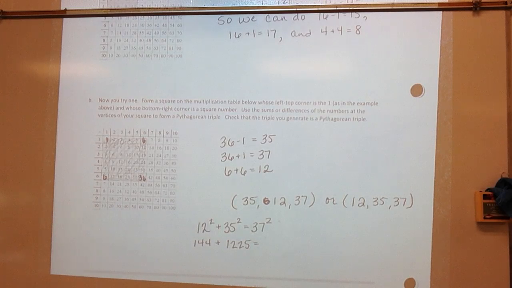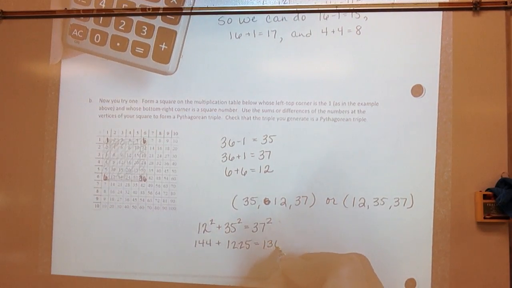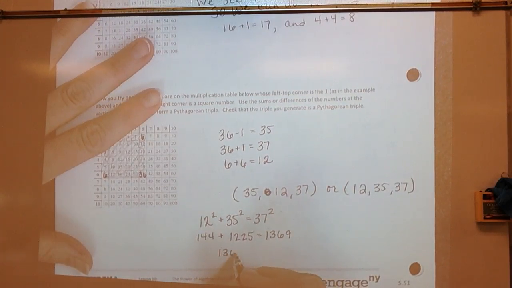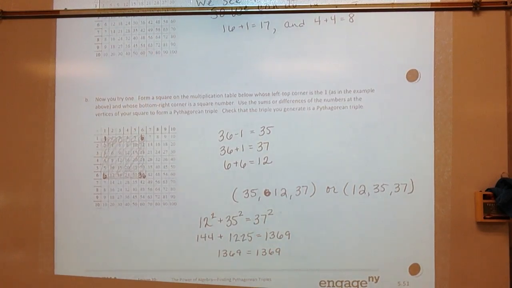And 37 squared gives me 1369. Well, is 1225 plus 144 1369? It is. So there we go. We've proven that this is a Pythagorean triple.